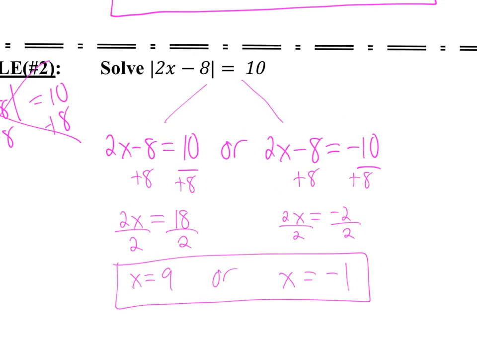And there's our answer. We got 9 or negative 1. If you plug in 9 or negative 1 for x, when you take the absolute value of that, it will equal 10. It'll be 10 away from 0. Okay? All right, I think we got one more example here, and then we're going to do day 2 in another video.